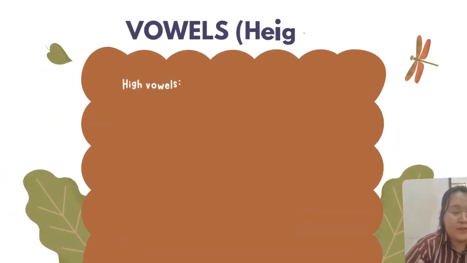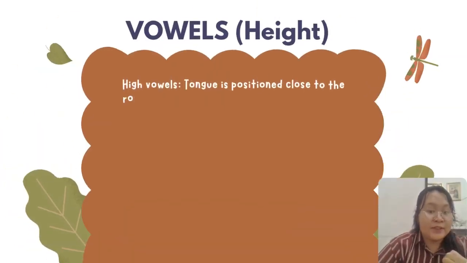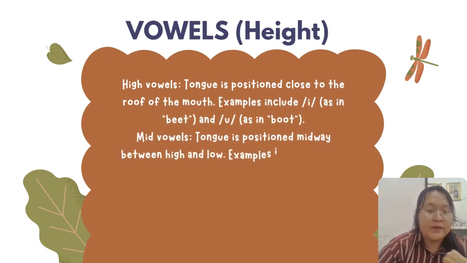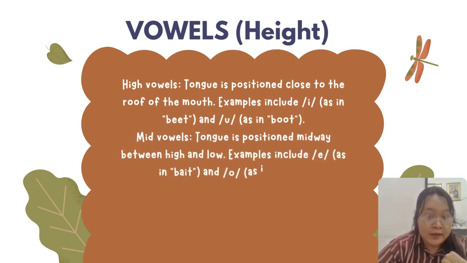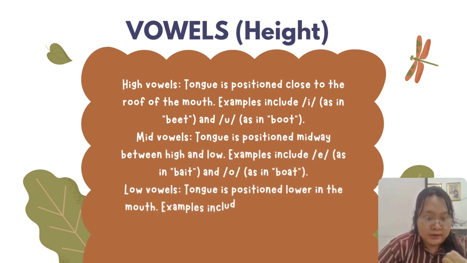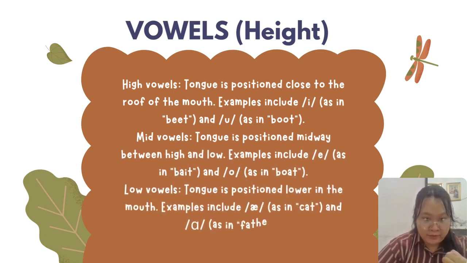Height. First is high vowels. Tongue is positioned close to the roof of the mouth. Examples include I in beat and U in boot. Second is mid vowels. Tongue in position midway between high and low. Examples are A in bait and O in boat. Third is low vowels. Tongue in position lower in the mouth. Examples include cat and father.